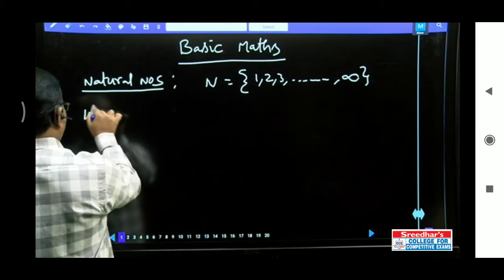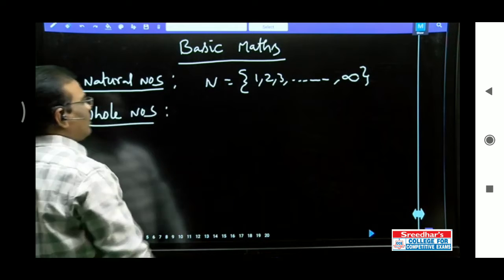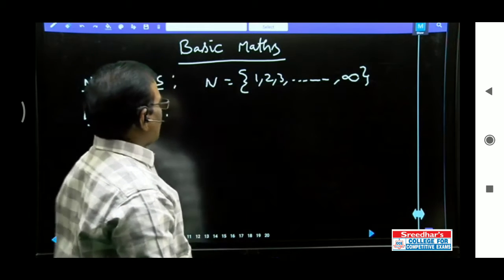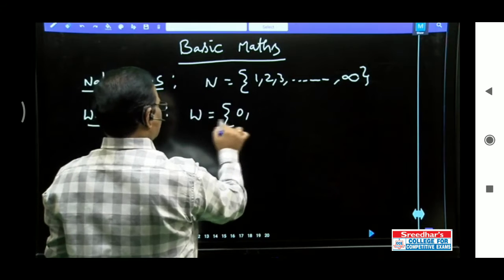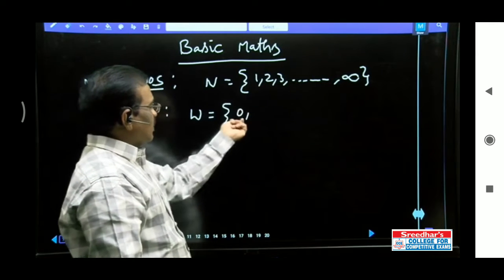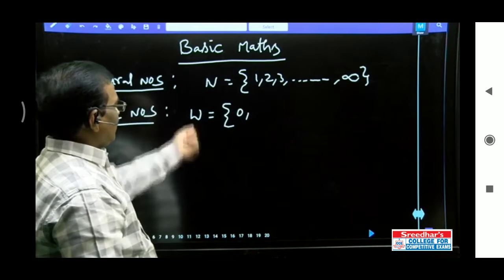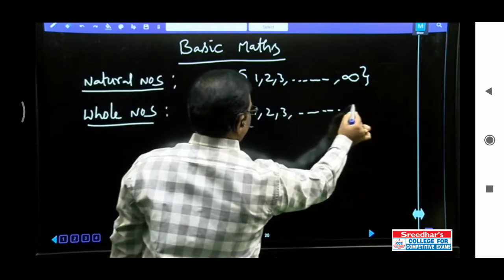Next one, whole numbers. What are whole numbers? Natural numbers together with 0 are called whole numbers. The set of whole numbers is denoted by the letter W. It begins with 0 and this is also up to infinity.